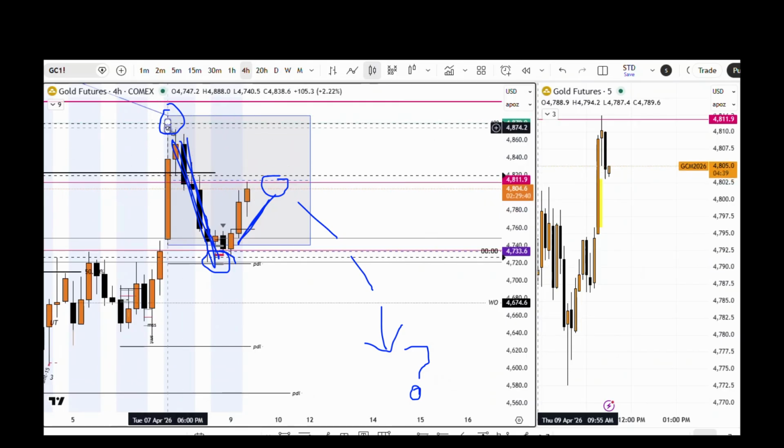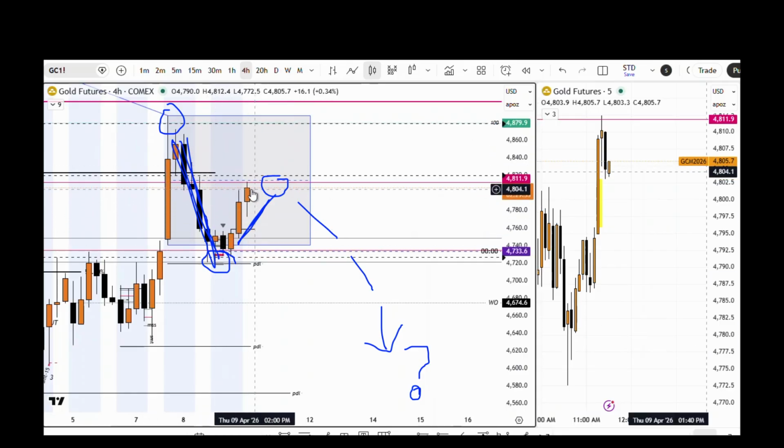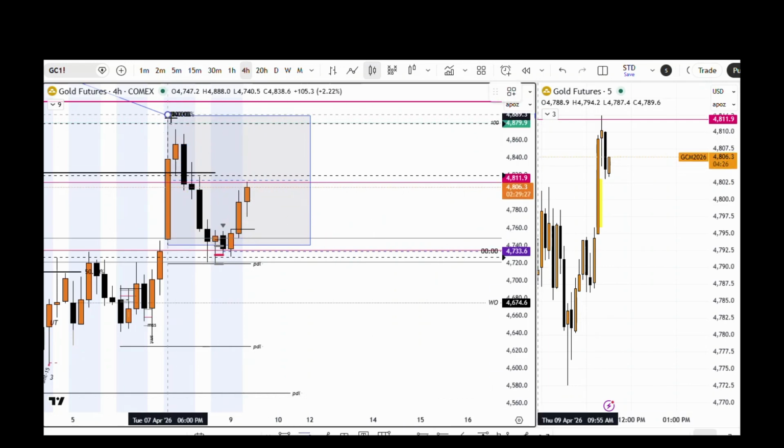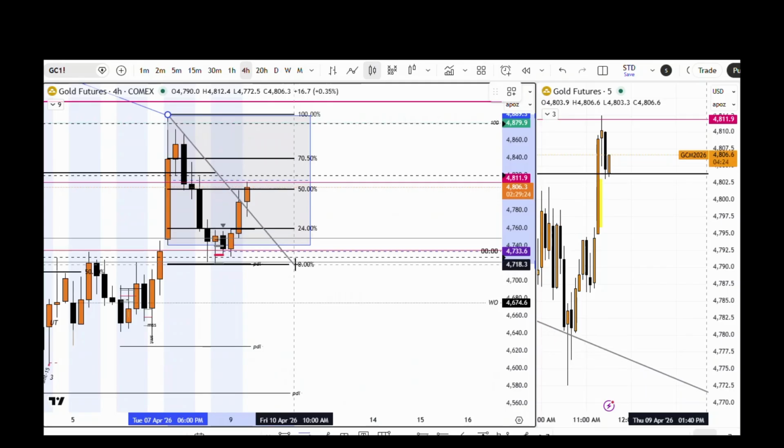So what do we have here? We have the same direction, range 1. And what do we have here? It's a retracement, range 2. So I take my fib, running from this high to this low.